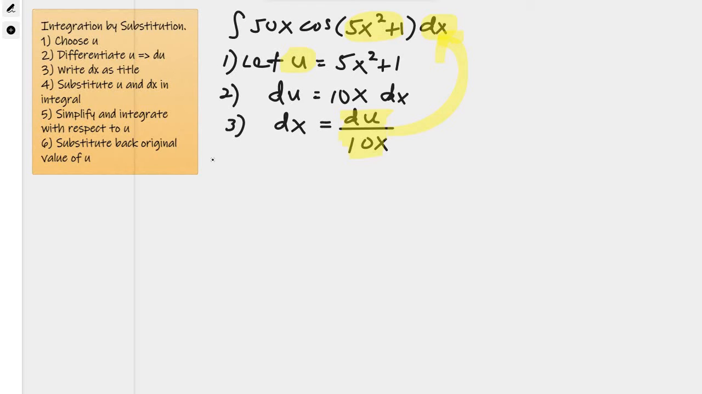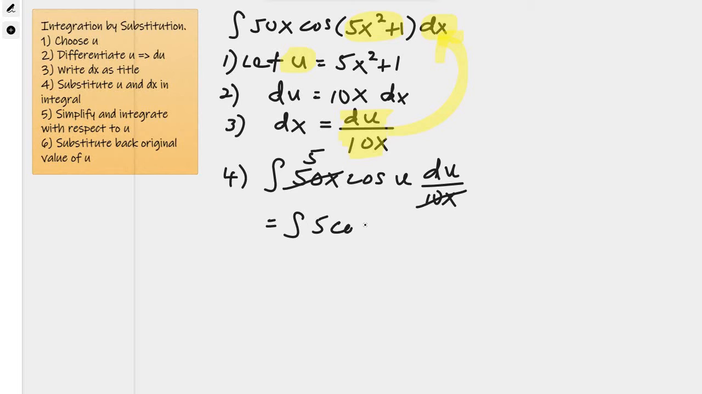Remove dx, substitute this one inside here. So you will get the integral of 50x cos u, this one becomes u already, and du over 10x. Now simplify. Again, I can cut this and this, and I will get 5. So I will get 5 cos u du. My variable now is only one variable, so I can proceed to integrate this. This one is just a constant, so it will not affect your answer.